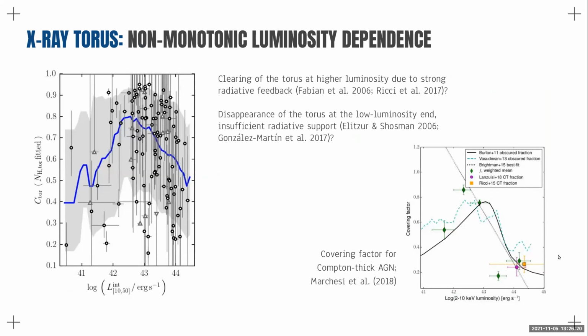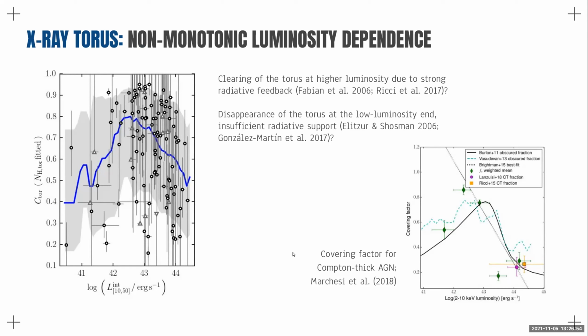But when we put together all these constraints from previous work, you can look at dependence on luminosity and/or Eddington ratio. People have found, including myself in my thesis, that the median covering factor goes up with luminosity, peaks at about typical Seyfert luminosities, and then drops off towards quasar luminosities. People have theorized about why that could be.